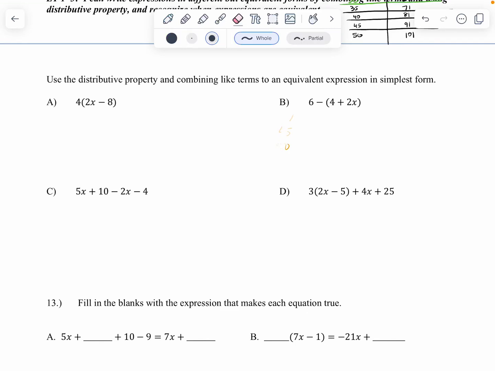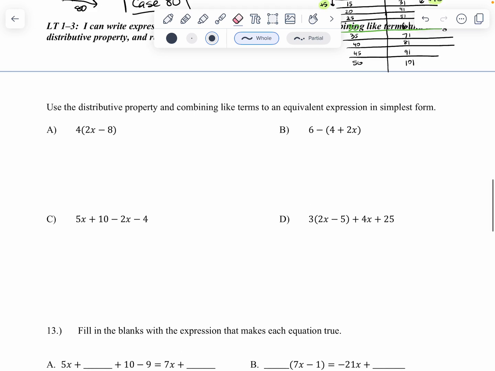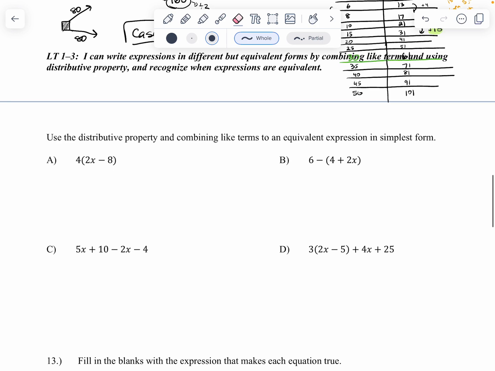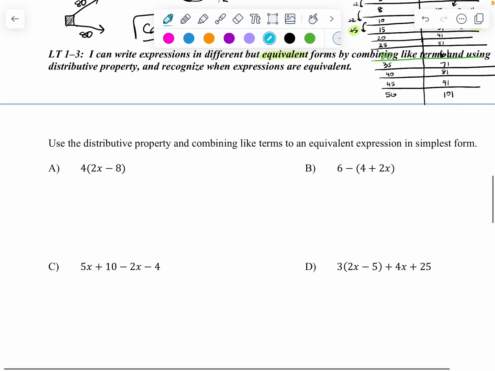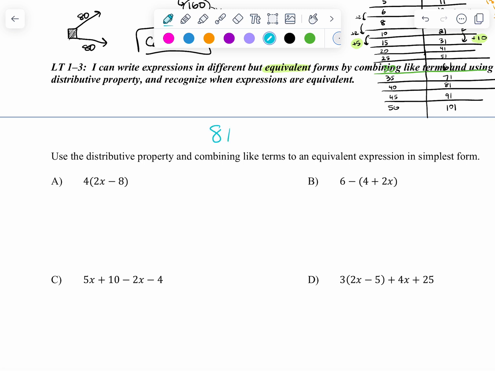All right, last video or first video, I don't know what order you're watching these in, but 1.3 is our last standard, and it's all about equivalence, right? So things that look the same but are different. So things that are equivalent, 8 plus 2 is the same thing as 10.